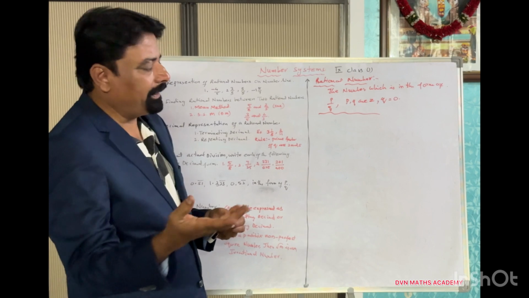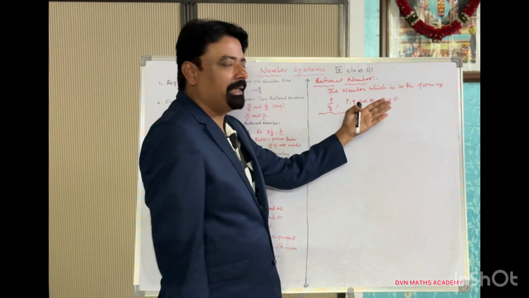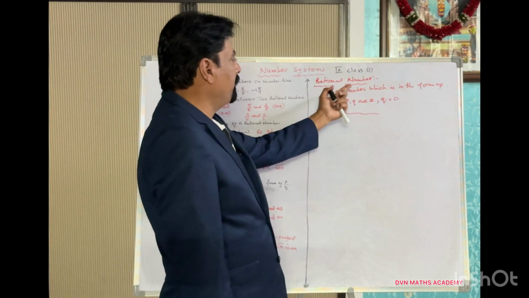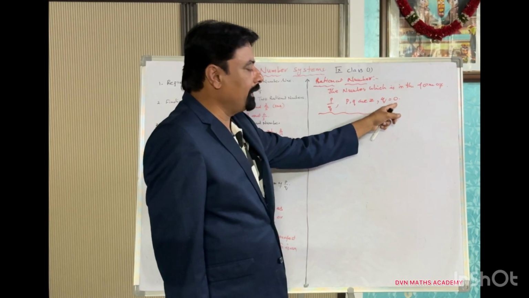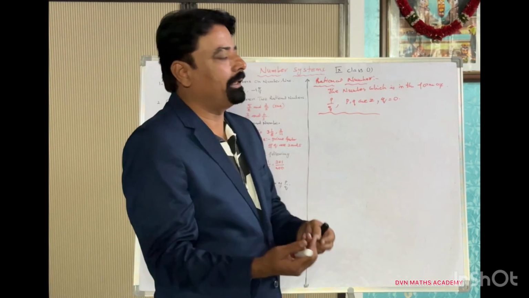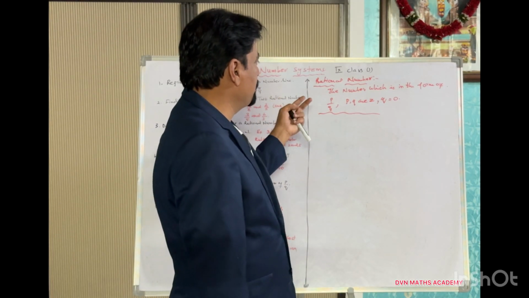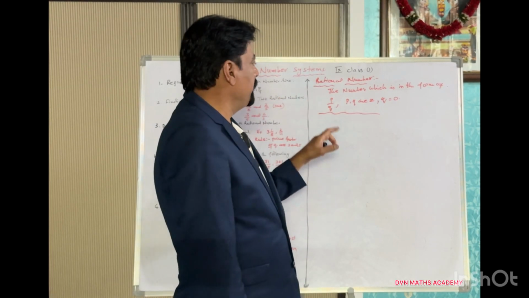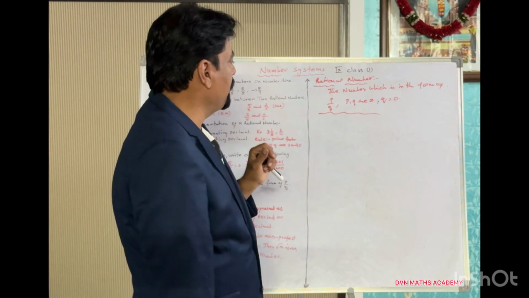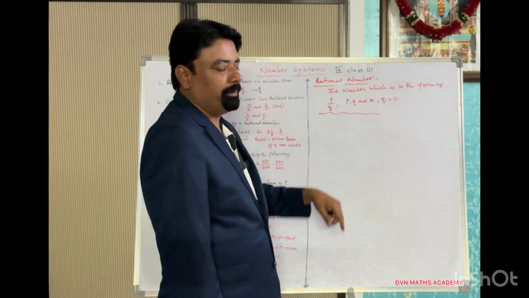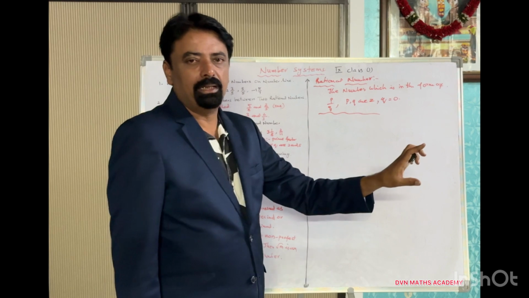In 10th class, the standard definition of a rational number is the same definition: the number which is in the form of P by Q, where P, Q are integers and Q is not equal to 0. You add one more condition, that P, Q are co-primes. So that is the standard definition of a rational number. This rational number concept is very interesting, because a number is in the form of P by Q, so we need to concentrate on the formation of a rational number.